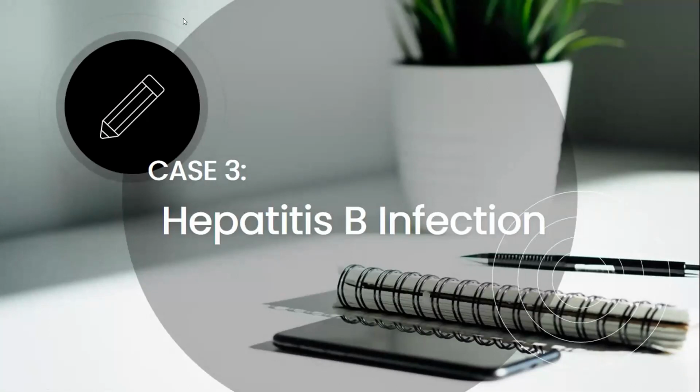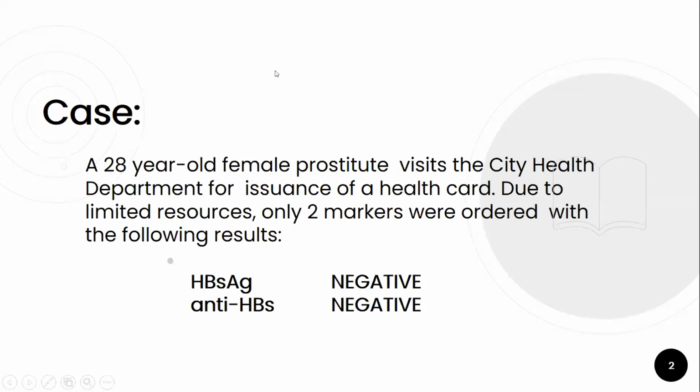Good afternoon, Doc. Good afternoon, everyone. We are groups 5, 6, and 7, and we are going to present case number 3. A 28-year-old female prostitute visits the City Health Department for issuance of a health card. Due to limited resources, only 2 markers were ordered with the following results. Hepatitis B surface antigen and hepatitis B surface antibody are both negative.